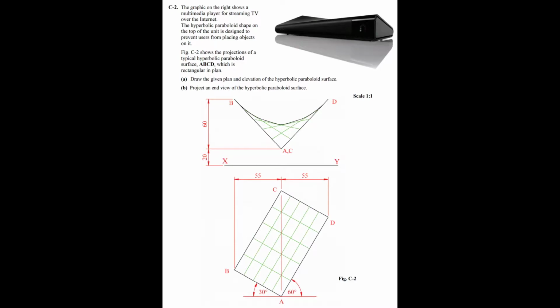Draw the given plan and elevation of the hyperbolic paraboloid surface and then project an end view of the hyperbolic paraboloid surface. So we just need to draw an elevation and plan of what's given and then draw an end view.